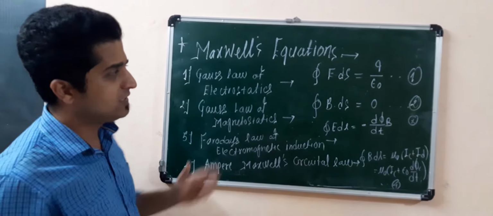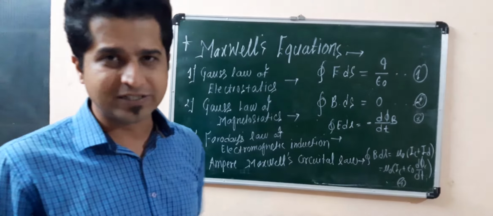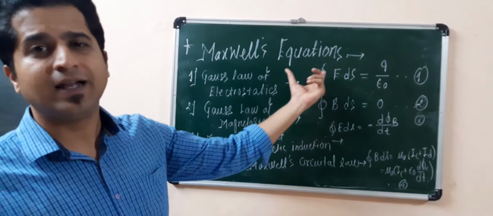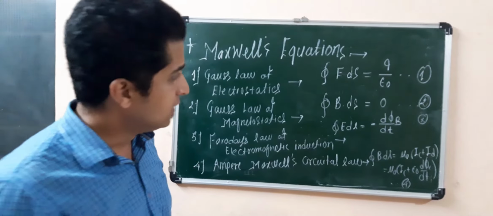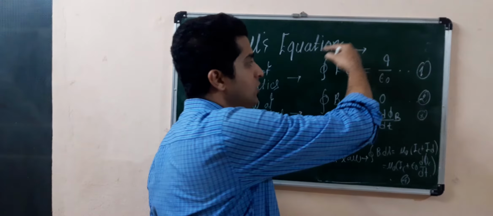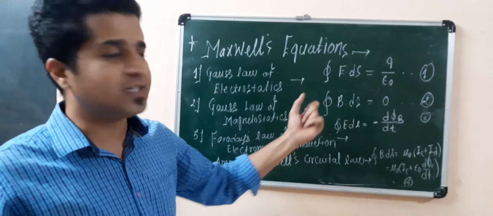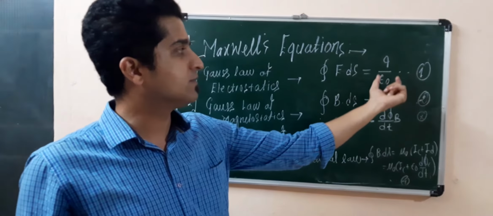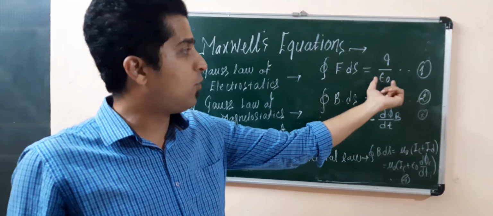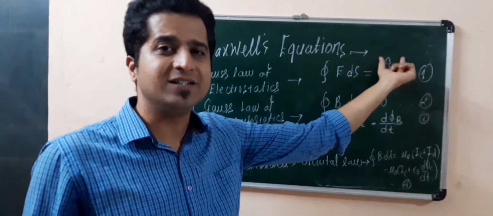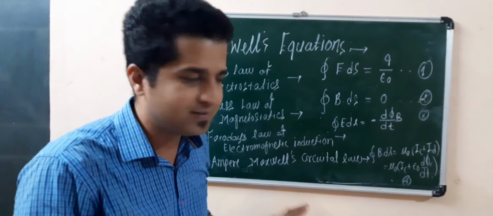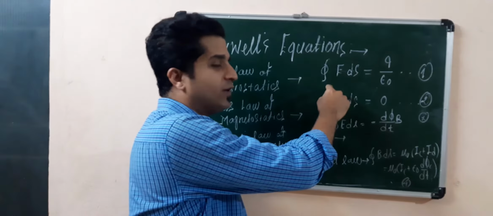So what is this law? We have already studied this law in the first chapter, on electric charges and fields. The total electric flux for any closed surface is equal to 1 upon epsilon naught times the total charge enclosed in that surface. So it is known as Maxwell's first equation.